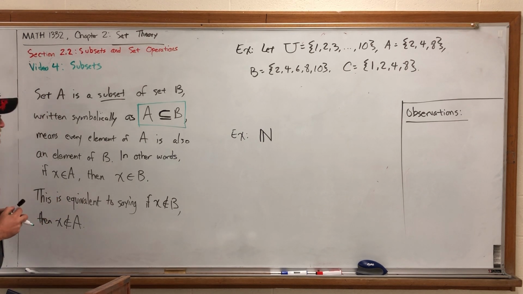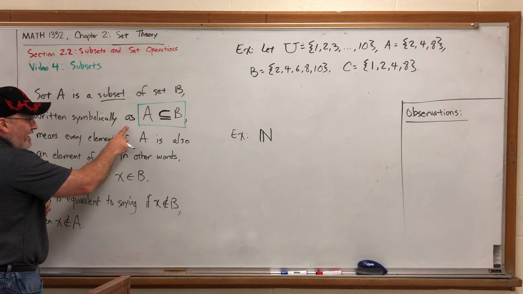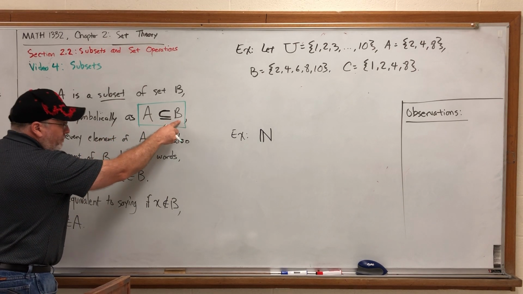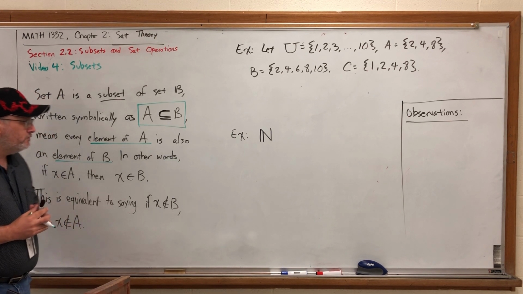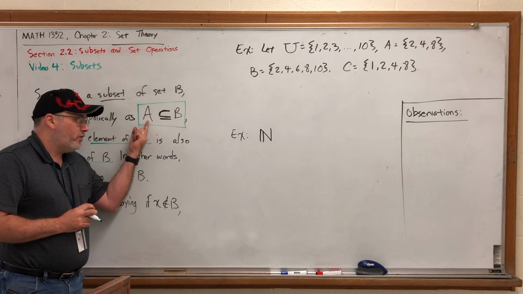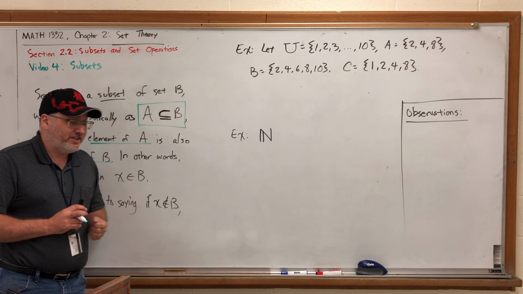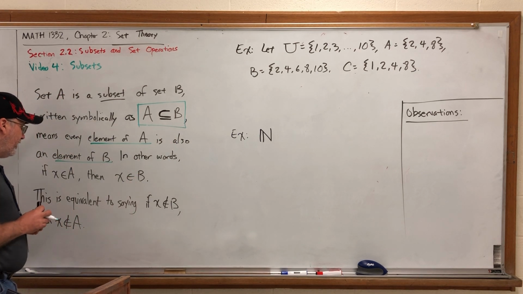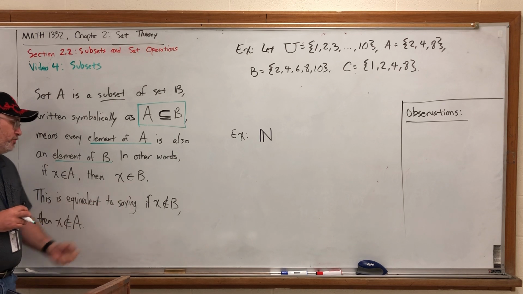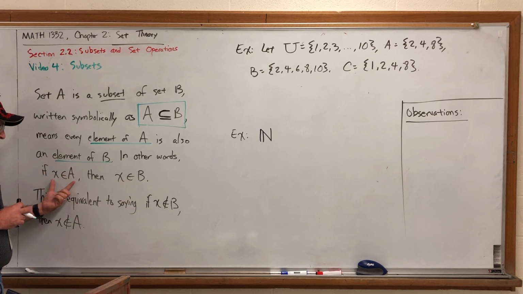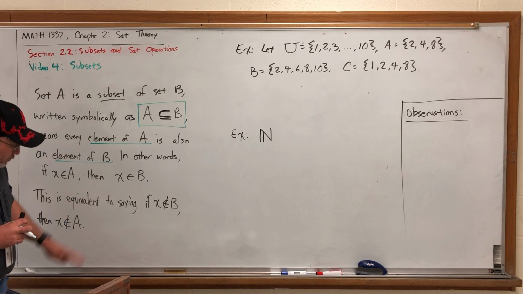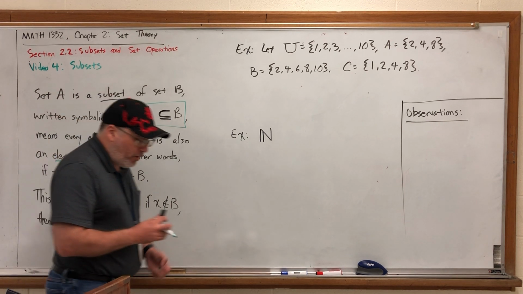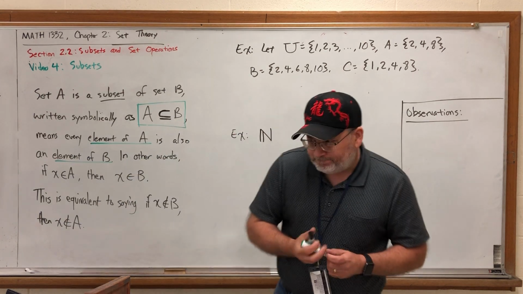Set A is a subset of set B, written symbolically as A ⊆ B, means that every element of A is also an element of B. In other words, if you belong to the first set, then you must belong to the second set. In other words, if x is an element of A, then x must also be an element of B. We'll talk about this equivalent statement in just a moment. But think of it this way.